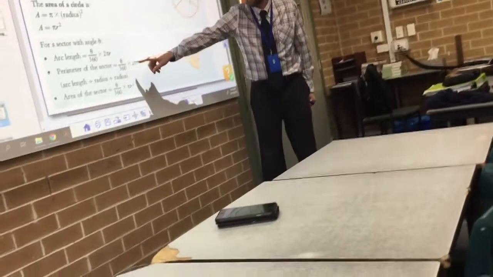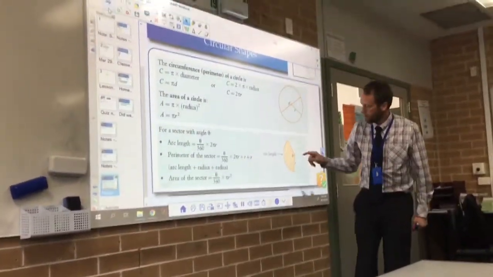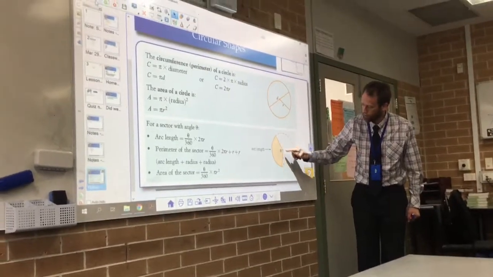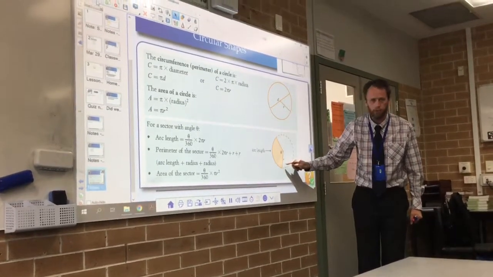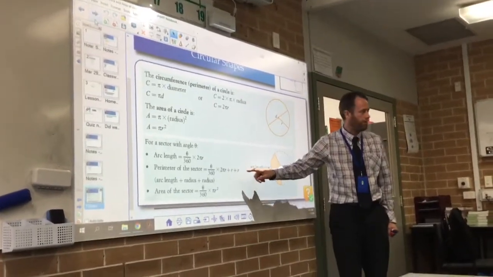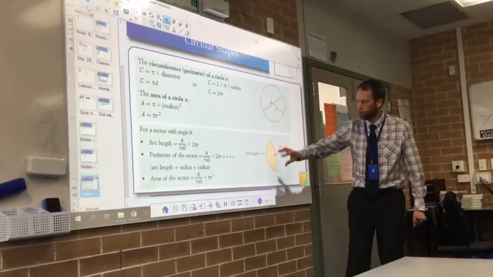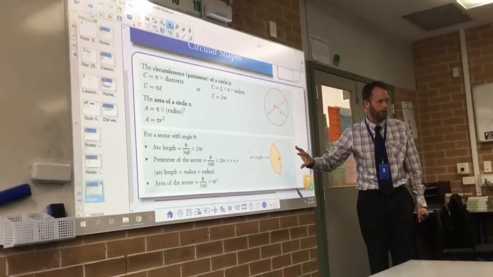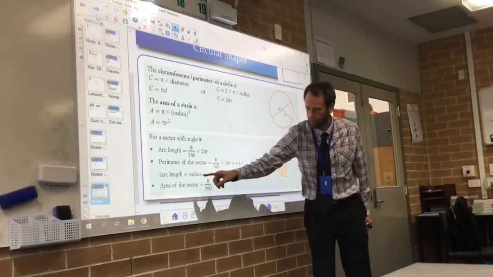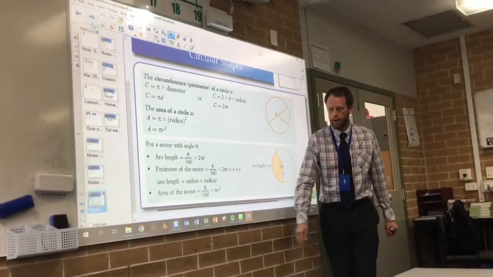However, if we're finding the perimeter of a sector, you've got to remember you're finding the distance all the way around, which includes these two radiuses, or r and r. Remember to break your shape up to look at how many lengths you're finding. In this case, you want to make sure you've got 3. So it's the arc length plus the radius plus the radius.